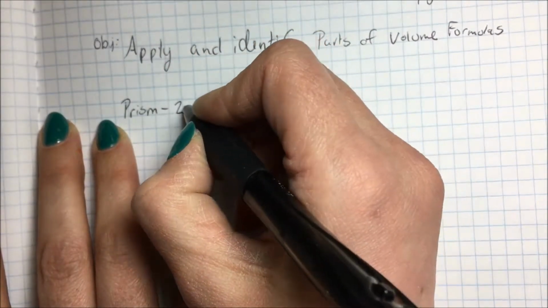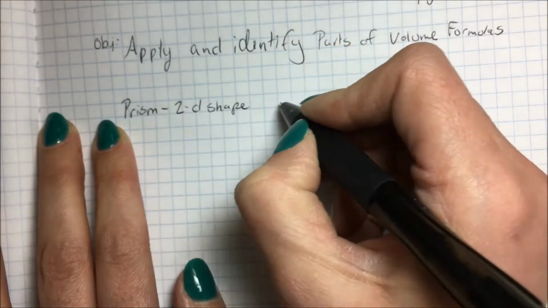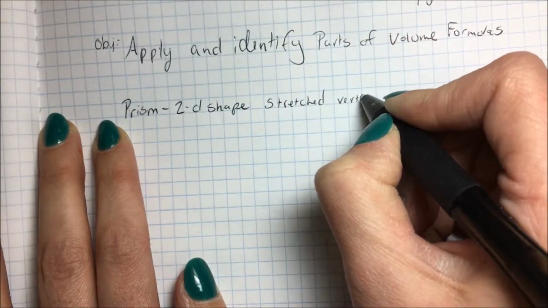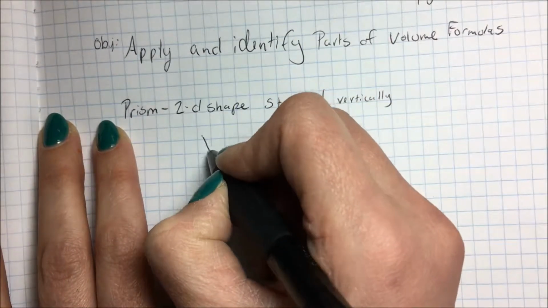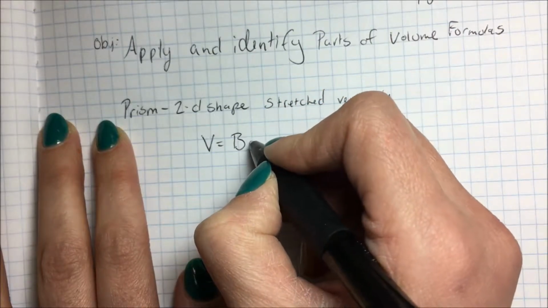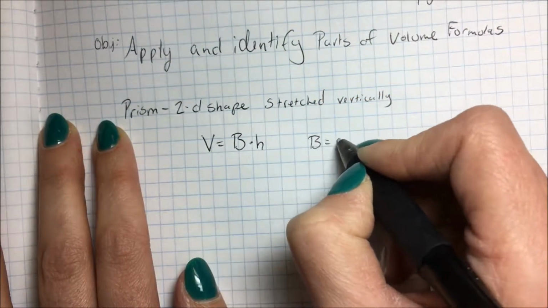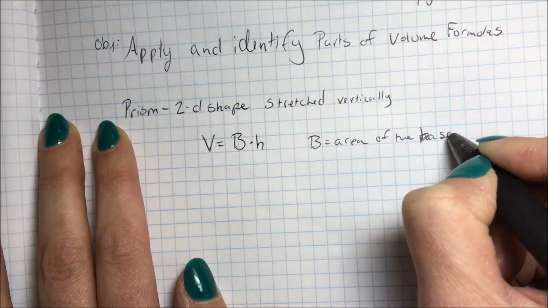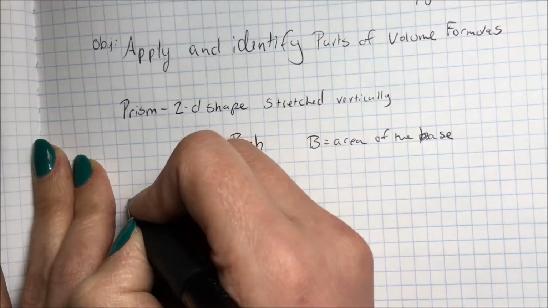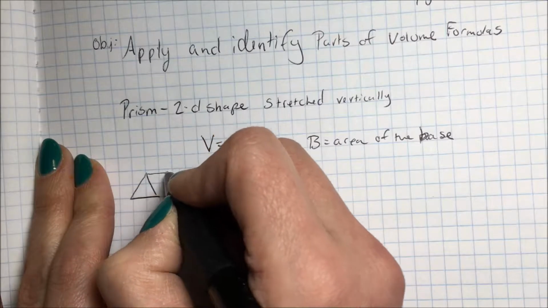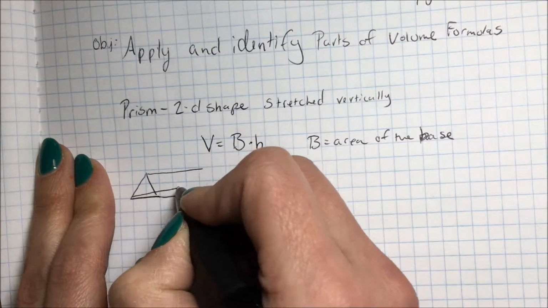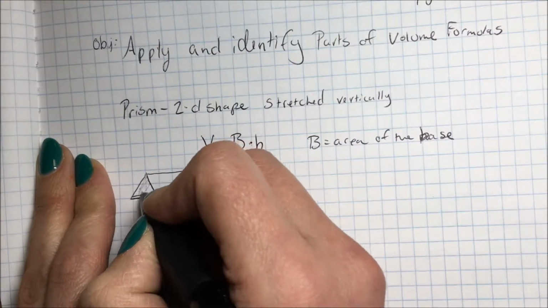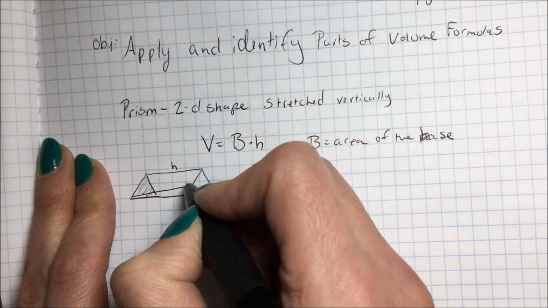And that's a 2D shape that is stretched vertically. Okay, and the volume of a prism is always the area of the base times the height. B equals the area of the base. So what does this mean? So you could have a triangular prism, where you'd find this area and then multiply it times the height where it's being stretched out.